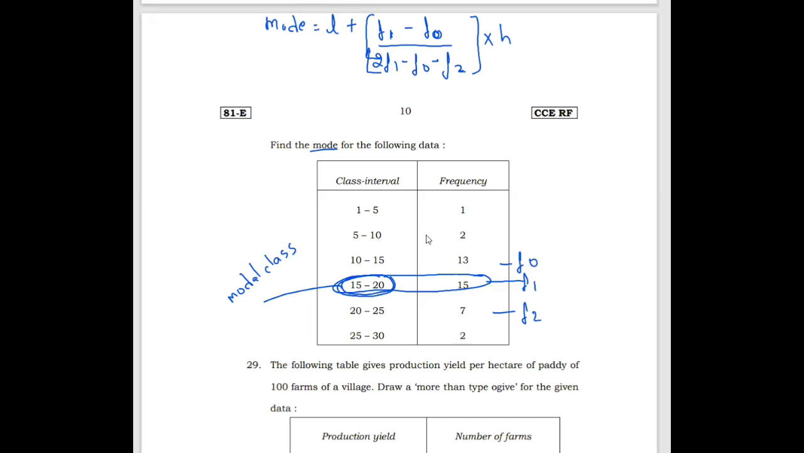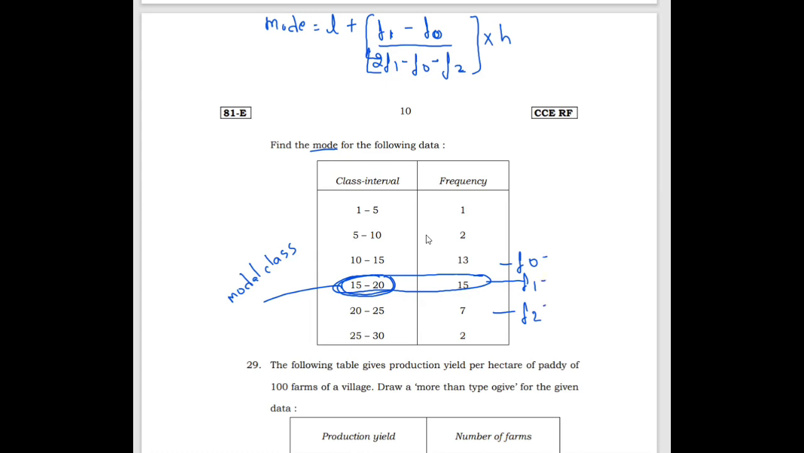The one above the selected one, you don't select randomly, right? What do you select? You select the maximum frequency. Here the maximum frequency is 15. So above 15 it is 13, that is F0. Below 15 it is 7, which is F2. Next, now I got three things.